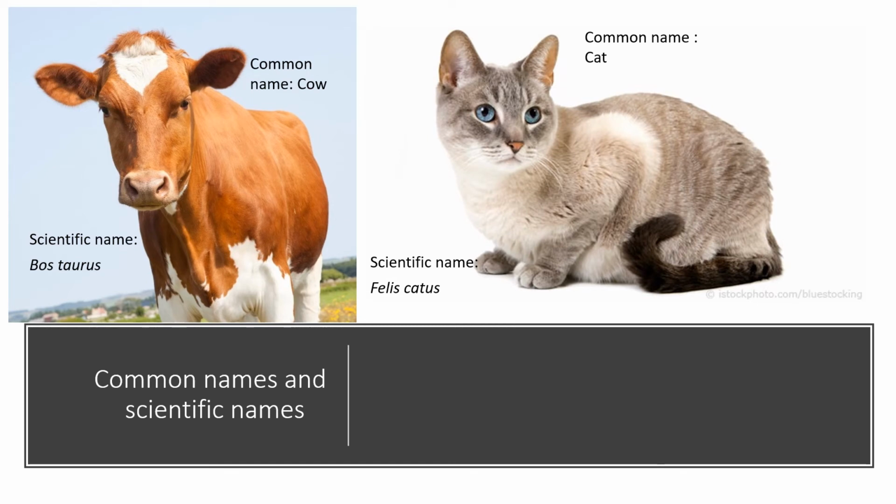So no matter where you go in the world, whether it's China, Russia, Spain, or Greece, scientists use the scientific name, and it's always the same no matter what language you speak, because science has its own language for all living things.